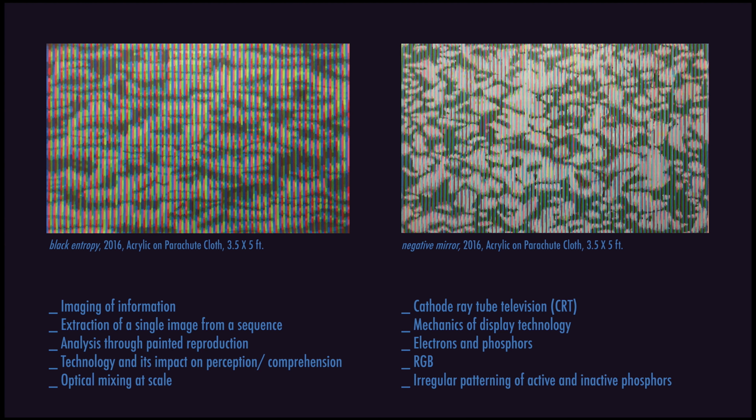I think about the optical mixing of color at this scale, right? When it's really small, we just notice the black and white shapes, but when it's zoomed in, you actually still see that it's color that is being turned on and off. And in this case, a heavy visual vibration when it's this large. Between these two paintings, Black Entropy and Negative Mirror, you can see some differences in patterns. That caused me to think a little bit about this technology that's influencing me.